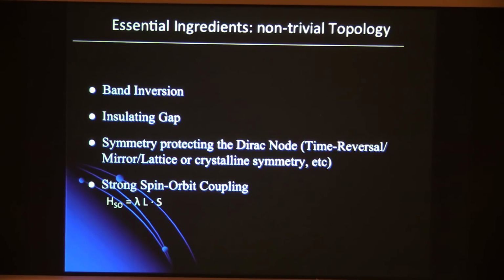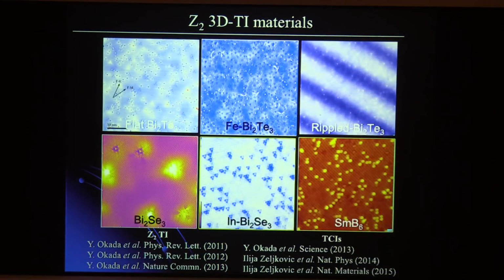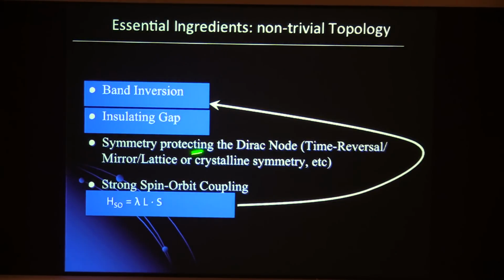You need an insulating gap. You need strong spin-orbit coupling. In fact, as it turns out, spin-orbit coupling does two things. It gives you band inversion. At the same time, it also gives you the insulating gap that you're looking for. And finally, you need the symmetry protecting the Dirac node, but I'll tell you about that in a second.